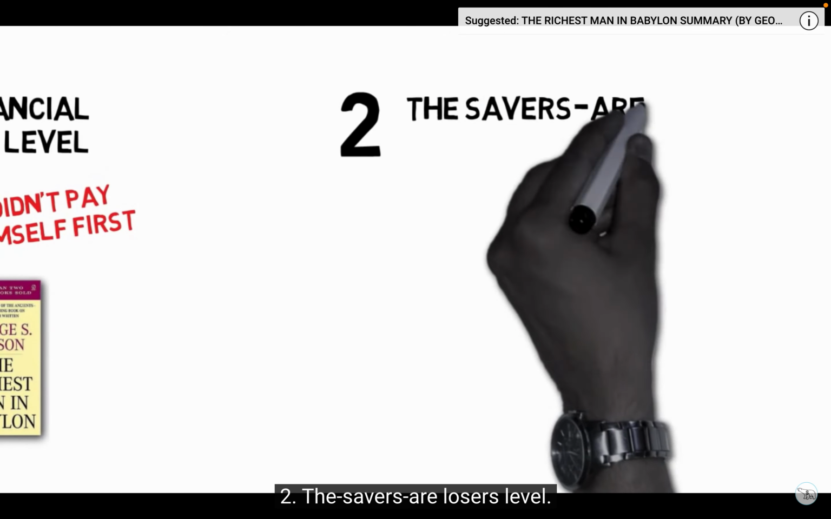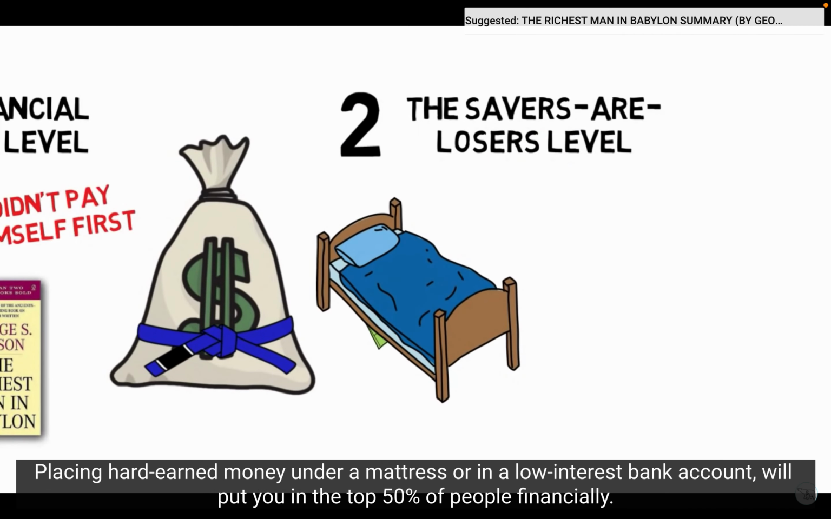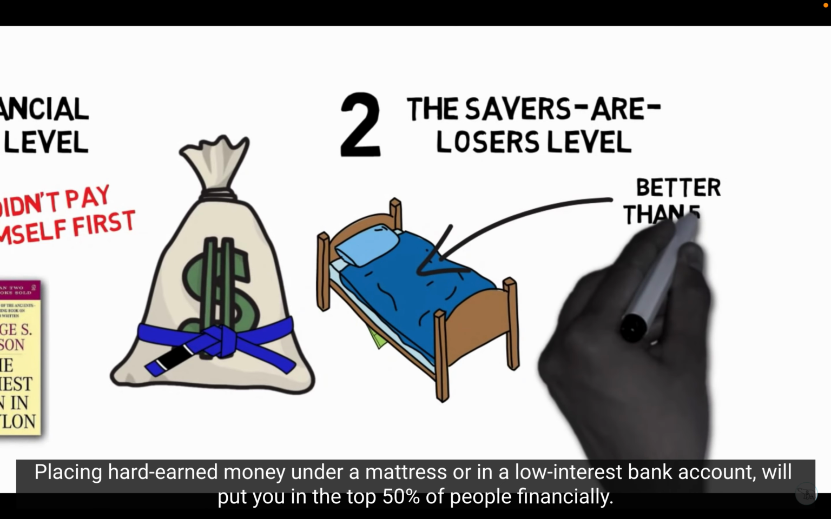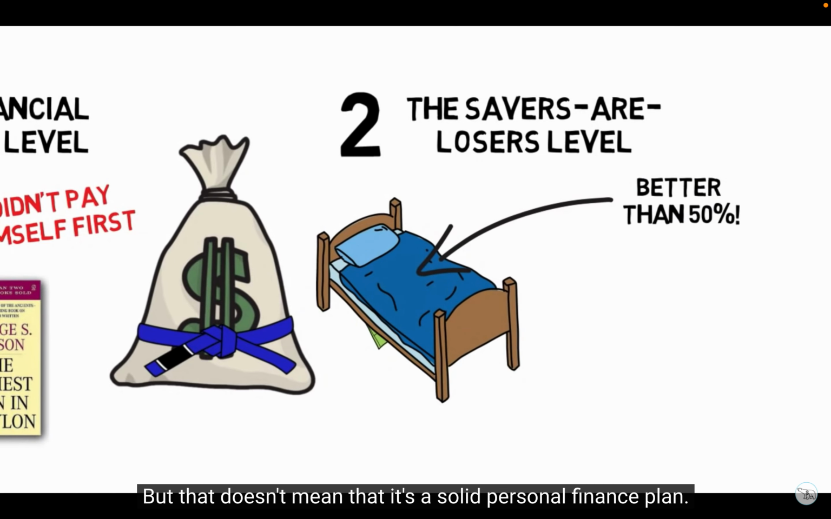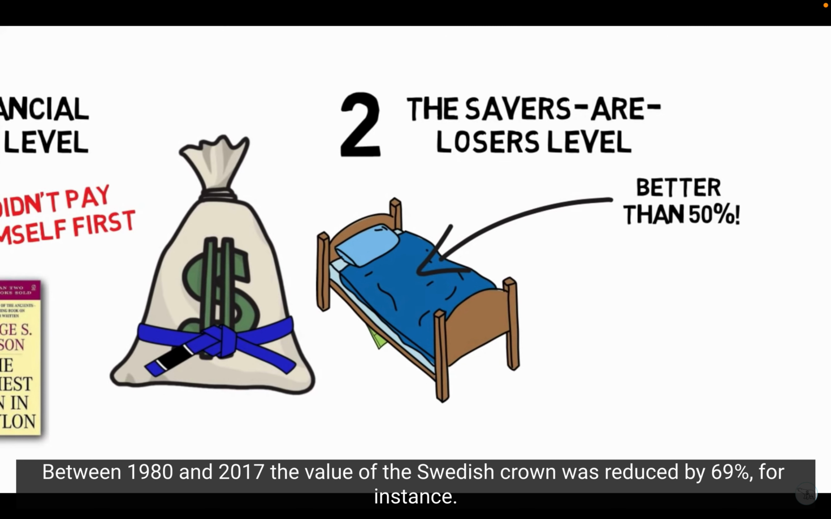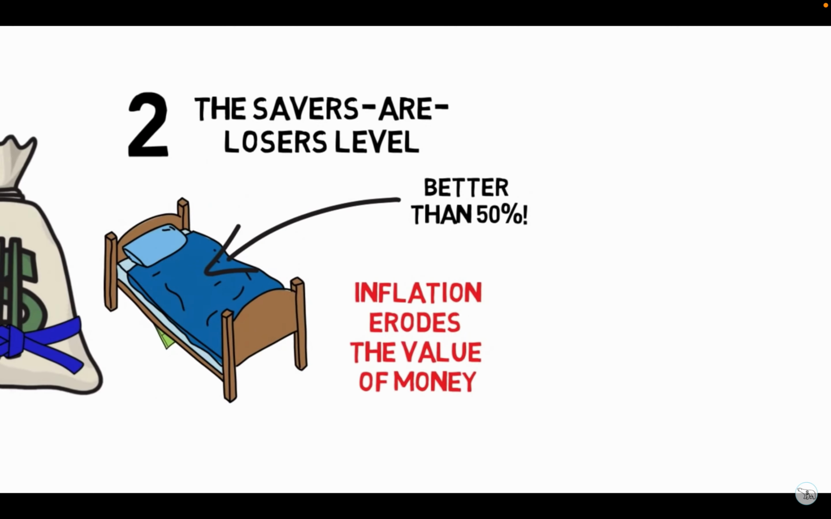2. The savers are losers level. Placing hard-earned money under a mattress or in a low-interest bank account will put you in the top 50% of people financially, but that doesn't mean that it's a solid personal finance plan. Why? Because of inflation. Between 1980 and 2017, the value of the Swedish crown was reduced by 69%, for instance.